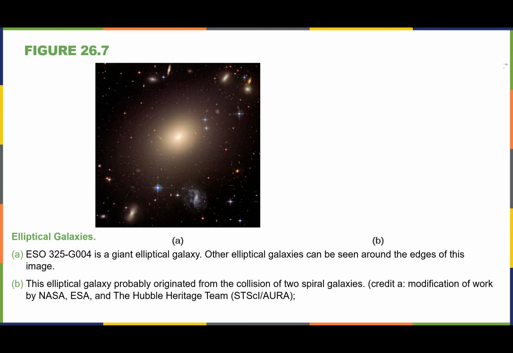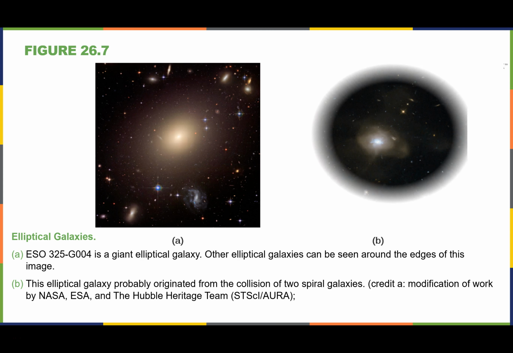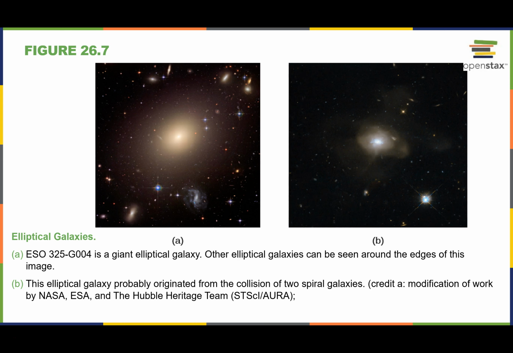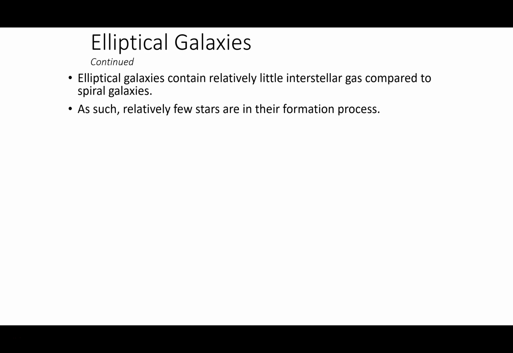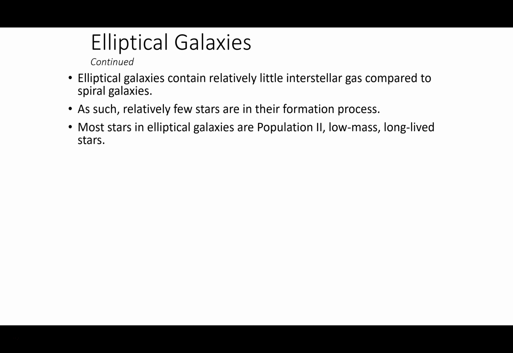And this is an elliptical galaxy. You can kind of see it almost looks like a globular cluster. And it does almost look like a globular cluster, but it's much farther away. So these are elliptical galaxies. So what's up with elliptical galaxies? They're relatively old stars, and they don't have much juice left in them to create new stars.